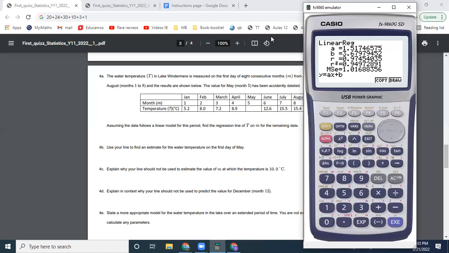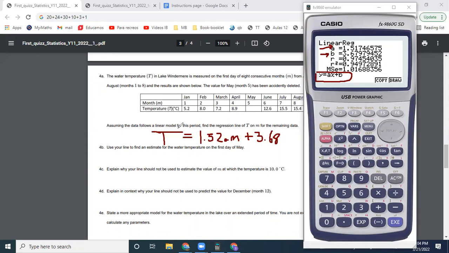So we get that the equation that we are talking about is the temperature, so Y is equal to 1.52 times the month plus B, and B is 3.68. Okay, check that here we have that Y is equal to AX plus B. So this is how we know that this is the gradient, the value of A, and B is the Y-intercept, okay? So this is the equation of the line.